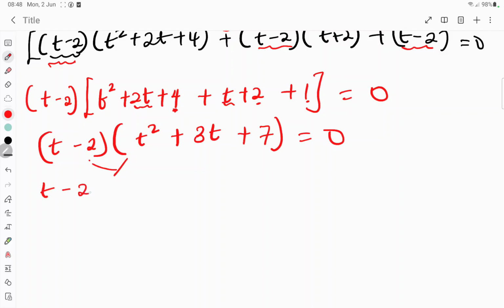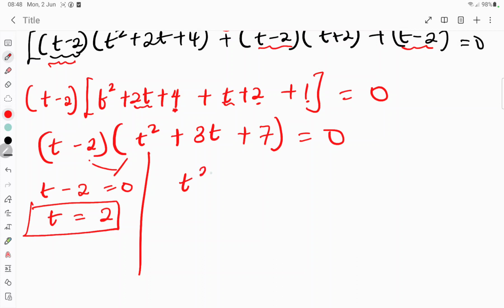So t minus 2 is equals to 0. This shows that t is equals to, you add 2 to both sides, you have it as 2. So t is actually 2. So for the next one, you can now see that t squared plus 3t plus 7 is equals to 0.